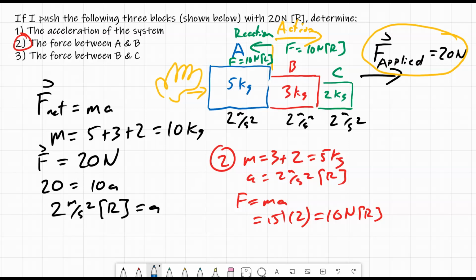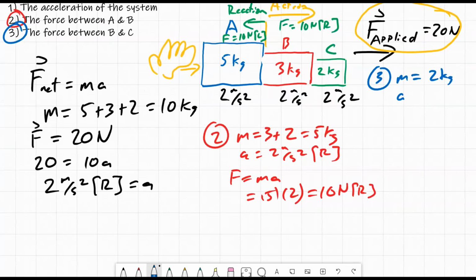We'll try another example. We'll try number 3. For number 3 here, we have the force between B and C. Now, if we're pushing to the right, the only mass I'm pushing is my 2 kilogram block. And we know the acceleration that this 2 kilogram block is going to be experiencing is 2 meters per second squared to the right. So when I plug it into F equals ma, it's 2 times 2, which leaves us with 4 newtons.